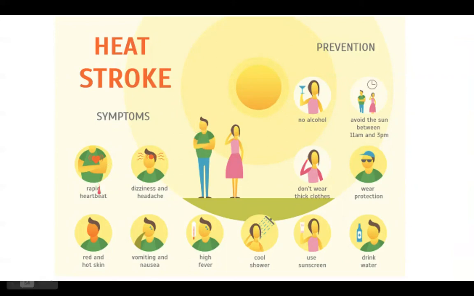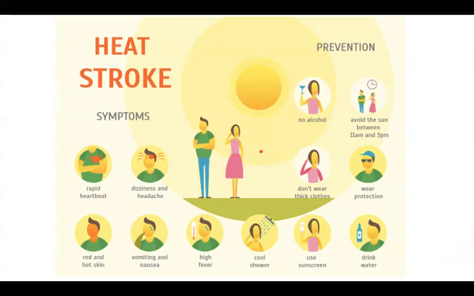The symptoms displayed are a rapid heartbeat, dizziness and headache, red and hot skin, maybe vomiting and nausea, a high fever. So all of these are symptoms of sunstroke or heat stroke. A sunstroke or heat stroke can prove fatal as well. It can result in death if immediate care is not taken.